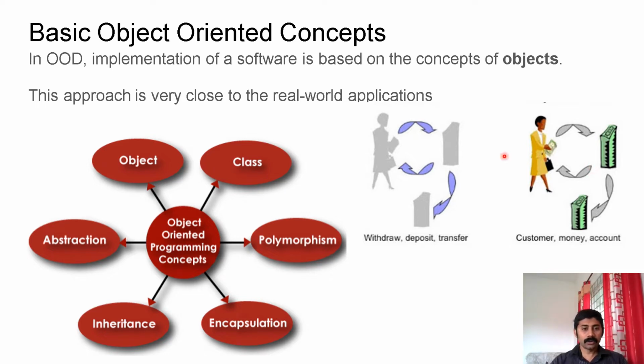So now we are going to understand the details of each of the basic concepts of object-oriented design. In object-oriented design, the implementation of a software is based on the concepts of objects. This approach is very close to the real-world applications. The concepts we are going to study in today's lecture are objects, class, polymorphism, encapsulation, inheritance, and abstraction. We will study each of these in detail.